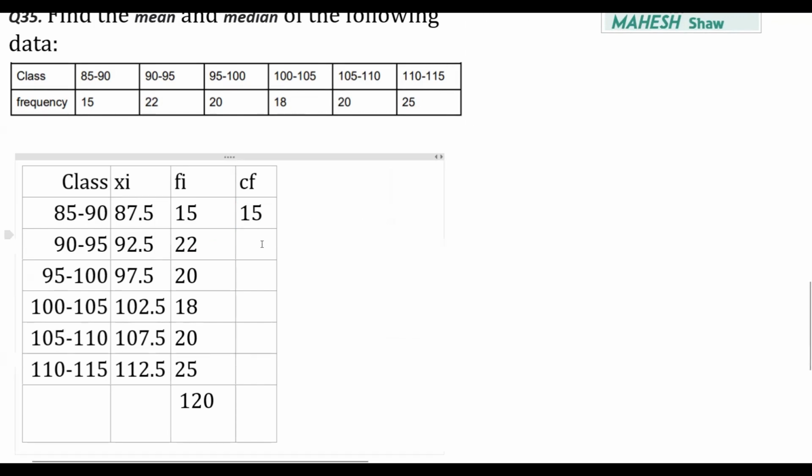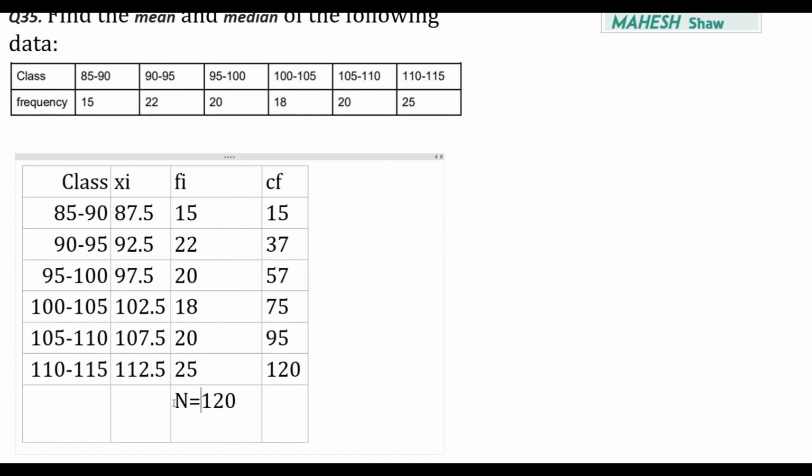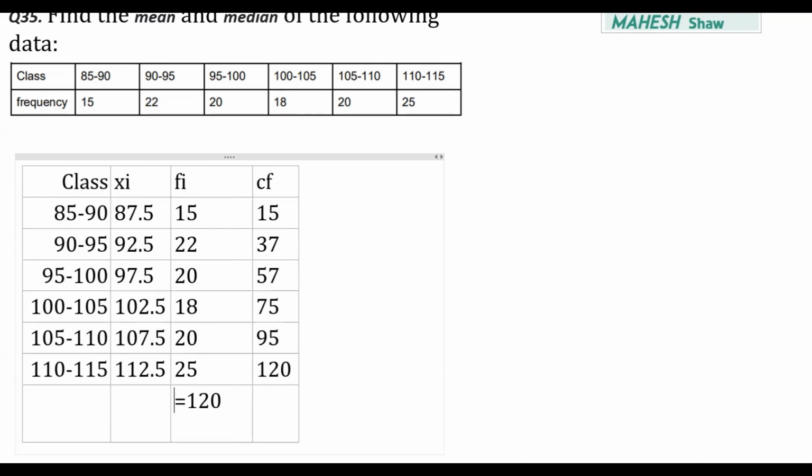So this is 37. The next will be 37 plus 20, 57, then 57 plus 18, that is 75. After 75, 75 plus 20, that is 95, and 95 plus 25 is 120. Okay, so we have n as 120. We use small n to denote it.